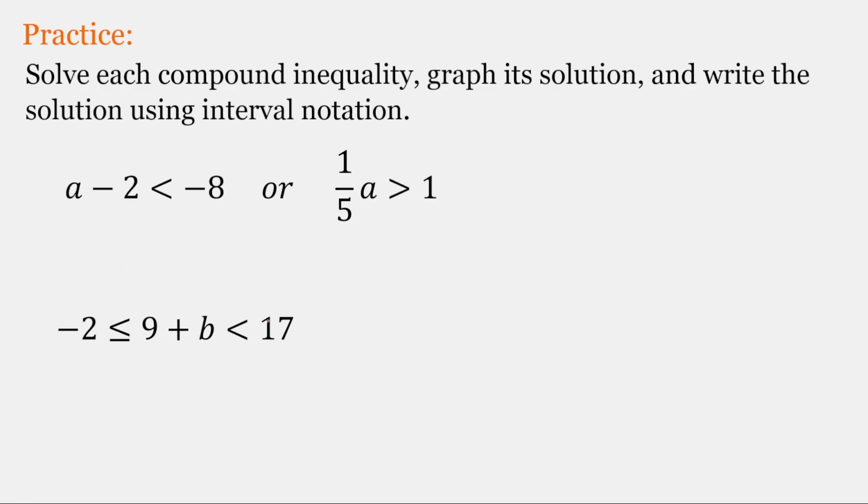A great way to learn is practice on your own. We will discuss in a bit, but go ahead and pause your screen and do these 2 problems.